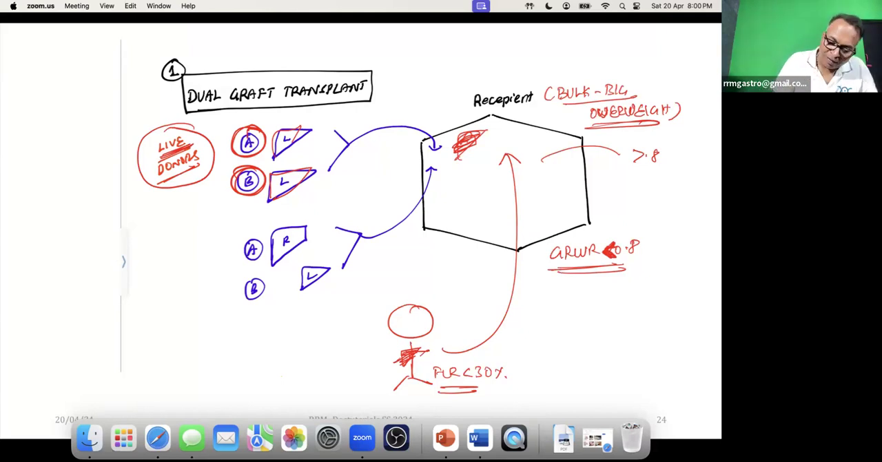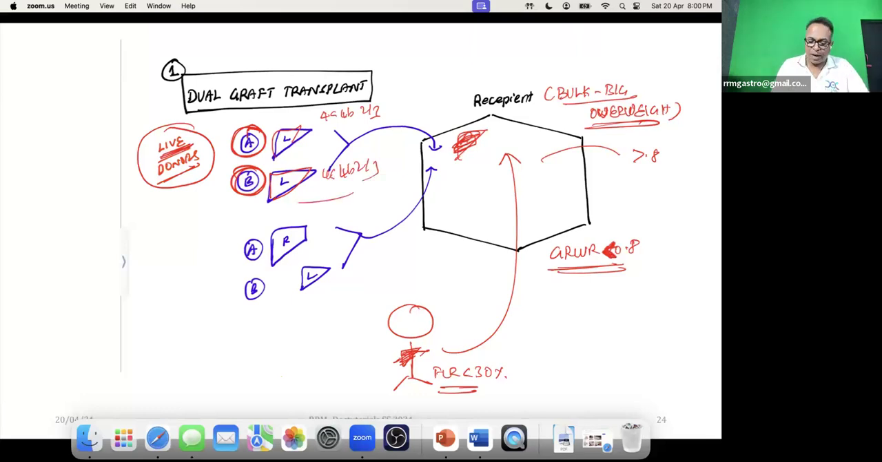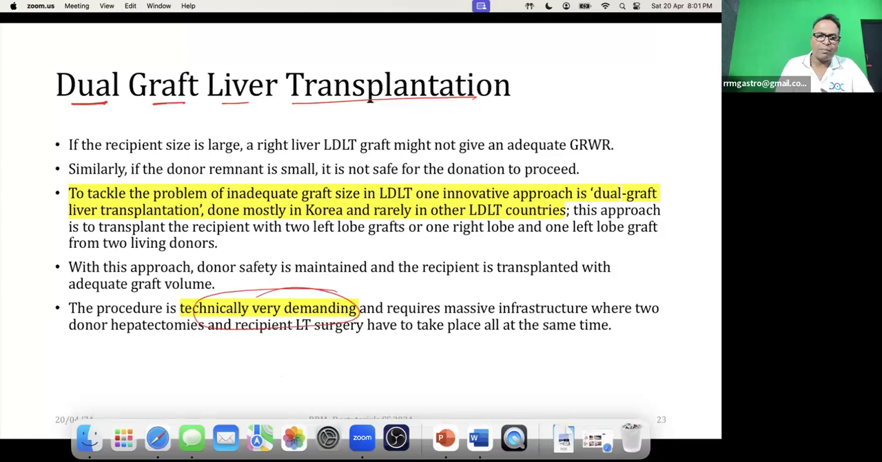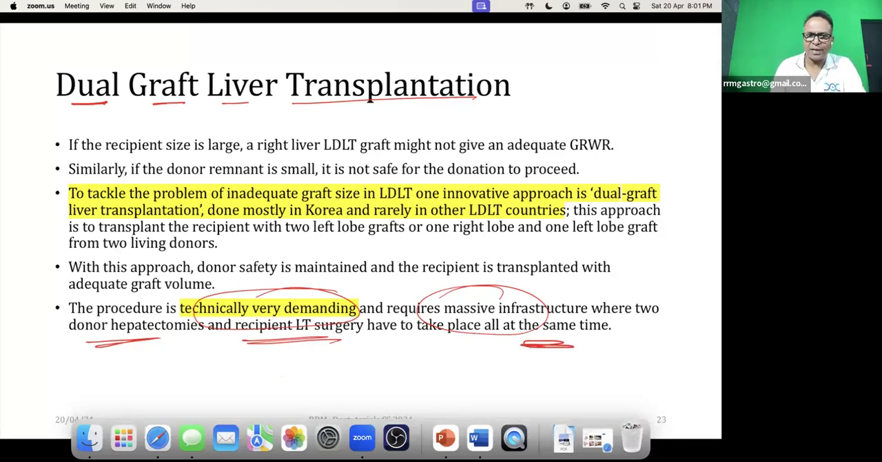In this, we are going to give the left lobe, 4A, 4B, 2, 3, from each of the 2 people, or else 5, 6, 7, 8 of one person, and 4A, 4B, 2, 3 of another person. It can be given in different ways, but it is a technically demanding operation. Technically very demanding and requires massive infrastructure, where 2 donor hepatectomies and 1 recipient surgery have to take place at the same time. It is a complicated surgery, not commonly done, but just know the name.